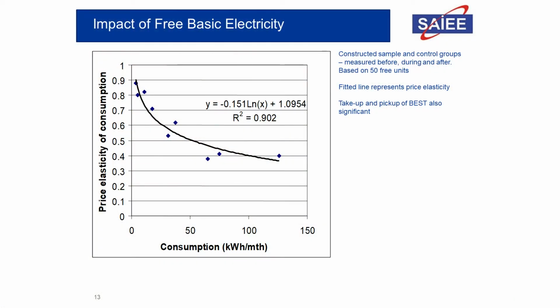Then the other impact was in terms of free basic electricity. This was a study done as a nice A/B test, with a control group and a treatment group. They found two communities that are similar. On the one side, free basic electricity was piloted. On the other one, there wasn't. And we came up with this curve that shows consumption and some price elasticity as well.